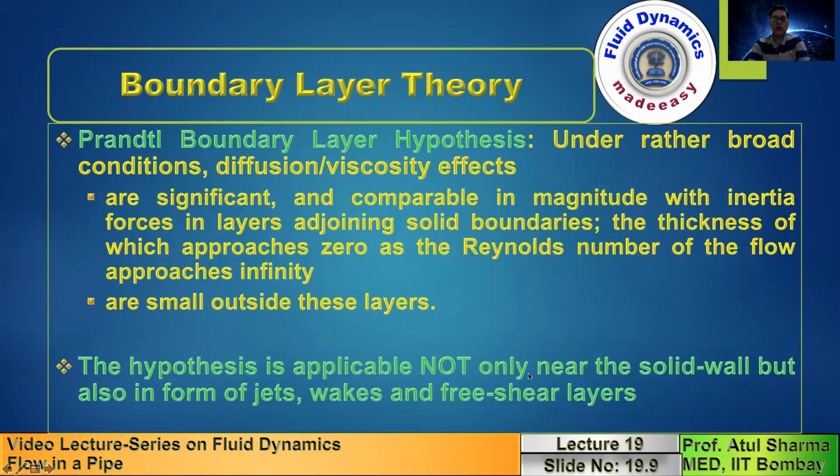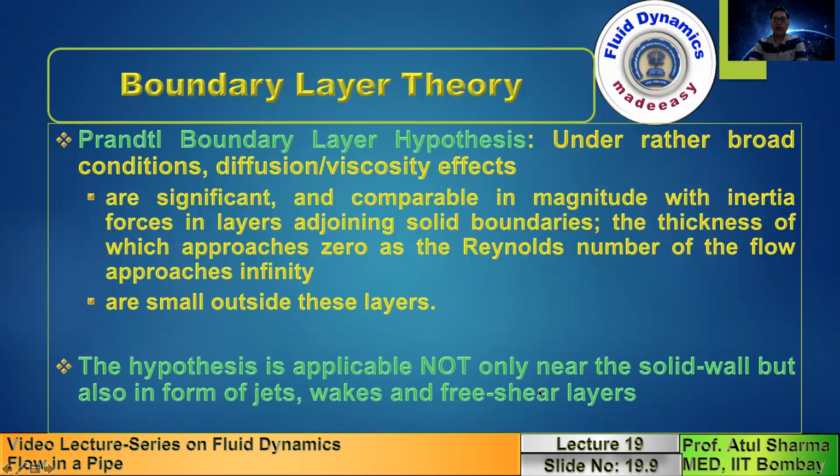This hypothesis is not only applicable near the solid wall, but also if you consider jets, wakes, and free shear layers. This boundary layer is called a wall bounded layer. So the hypothesis proposed is in general for a fluid region which has a non-zero velocity gradient. If the region of fluid with a non-zero velocity gradient is near the solid surface, it is called a boundary layer. If the fluid layer with non-zero velocity gradient is away from the solid surface, it is called a free shear layer.